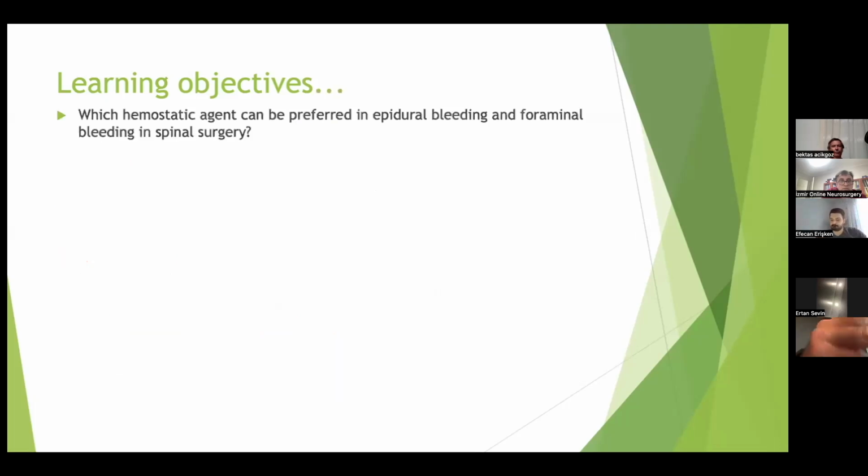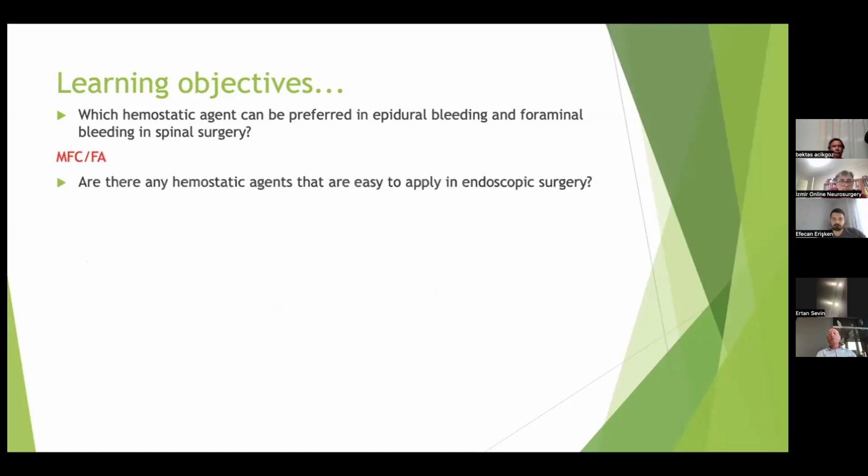Now, which hemostatic agent can be preferred in epidural bleeding and foraminal bleeding in spinal surgery? You can probably use MFC and flowable agents like Surgiflo or FloSeal. But if you leave some Surgicel there, there is a risk of it expanding and causing neural compromise. Then, are there any hemostatic agents easy to apply in endoscopic surgery? This was discussed: flowable agents like Surgiflo or FloSeal and Lyostypt can be used.